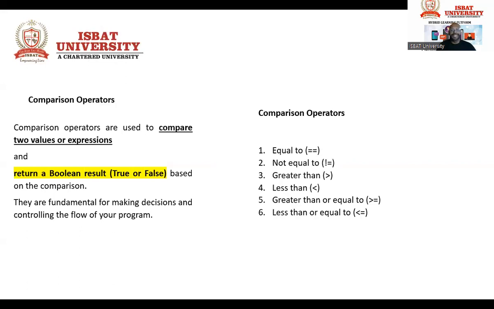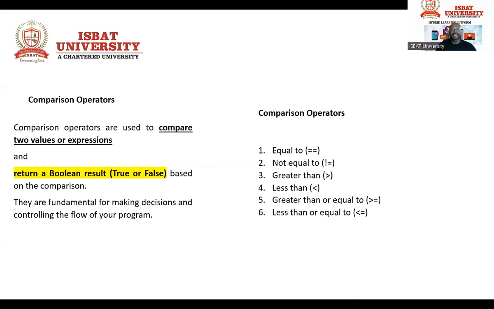The first one is equal to, a double equal sign. The other one is not equal to. The third one is greater than. The fourth one is less than. The fifth one is greater than or equal to. And the sixth one is less than or equal to.